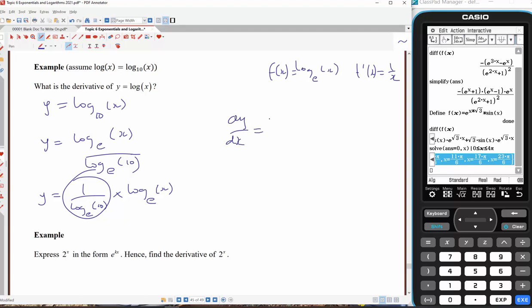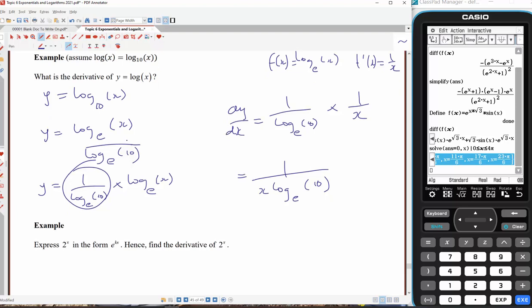dy/dx equals 1 over log e 10 times the derivative of this, which is just 1 over x, so it equals 1 over x log e 10. Right, so there's our derivative. I haven't seen them ask a question where you have to derive something other than log base e, but that's not to say they won't do it this year.